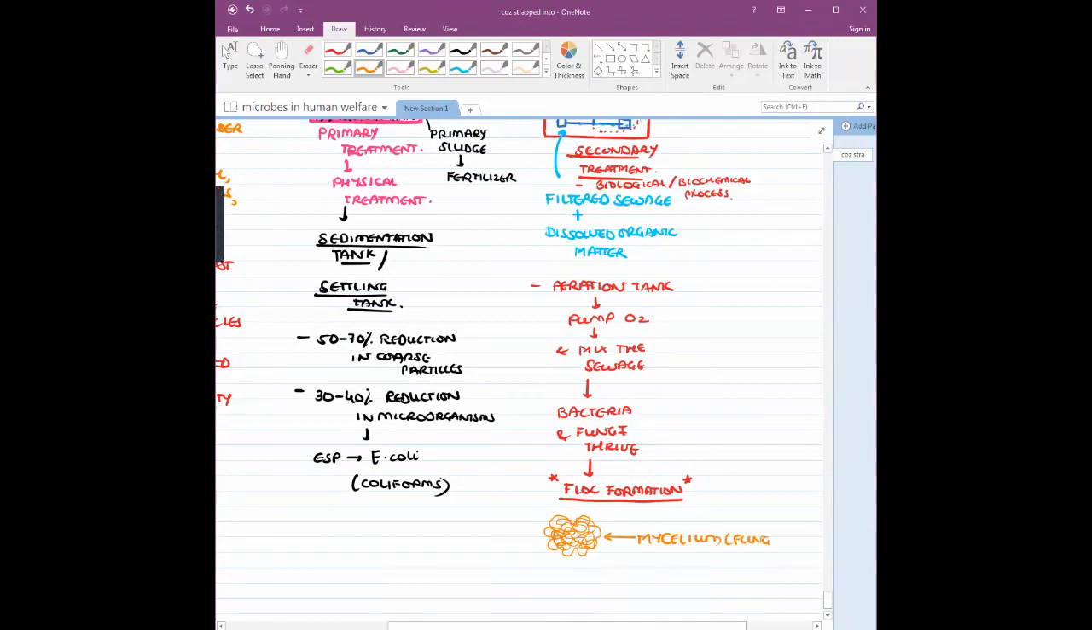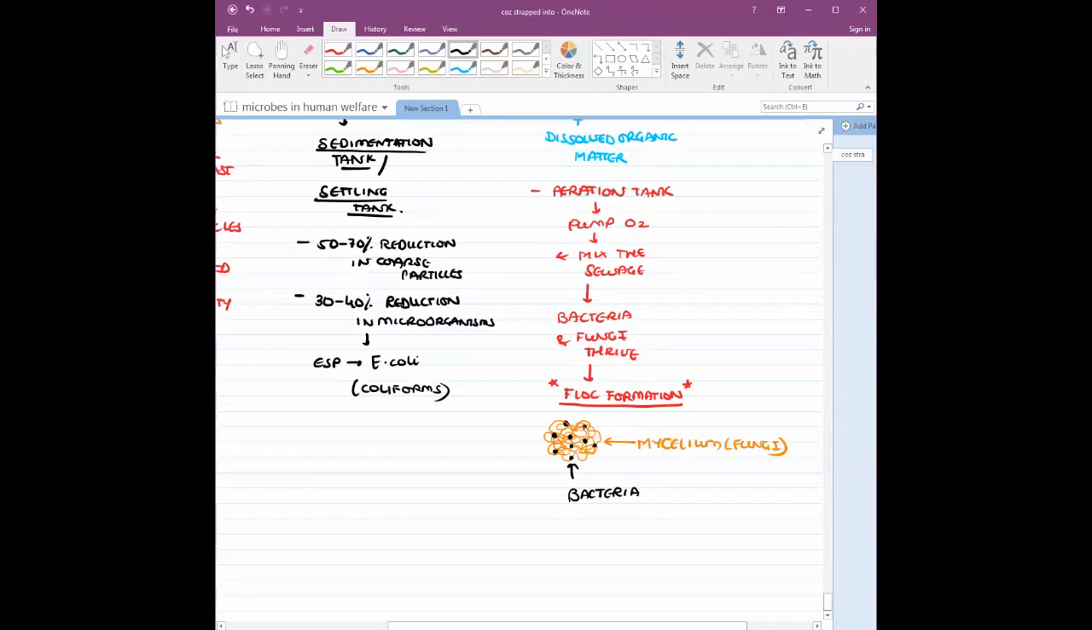And you are now going to have the bacteria in this mycelium of fungi. They are going to be entangled inside, meaning they are just stuck over there. So these are going to be bacteria, and together we call them flocks. Bacteria entangled in the mycelium of the fungus, that is known as your flock formation, or flock.